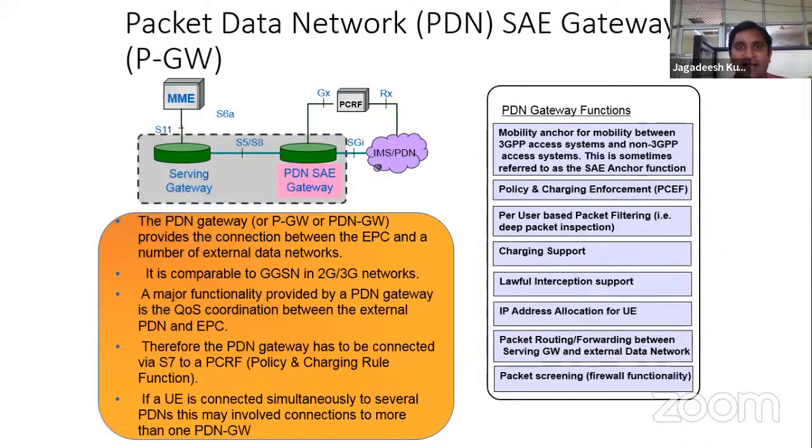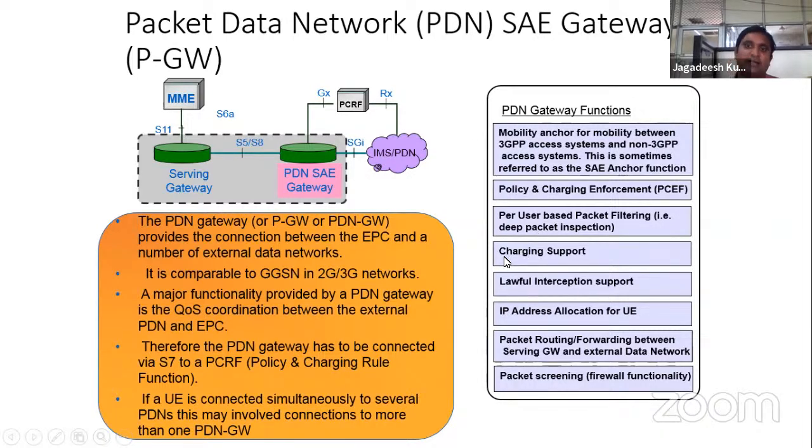This one is our packet data network PDN gateway. So this is the packet data network with the terminal, on the other side. If our UE is on one side, this one is the terminal side of our access point. So PDN gateway functions are like mobility anchor for mobility management between 3GPP access systems and non-3GPP access systems. This is sometimes referred to as SAE anchor functions. Actually, this serving gateway is one of the anchors.